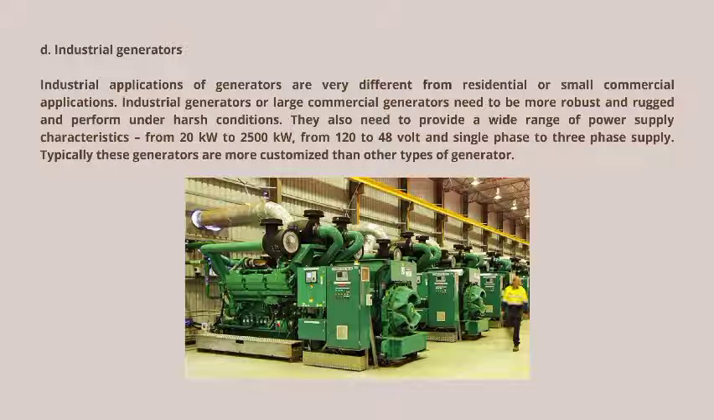Industrial generators. Industrial applications of generators are very different from residential or small commercial applications. Industrial generators or large commercial generators need to be more robust, to run and perform under harsh conditions. They also need to provide a wide range of power supply characteristics, from 20 kW to 2,500 kW, from 120 to 48 volts, and single phase to 3-phase supply. Typically, these generators are more customized than other types of generators.